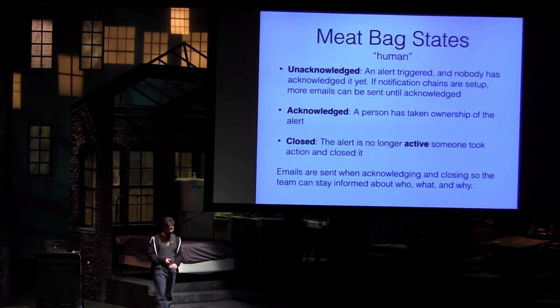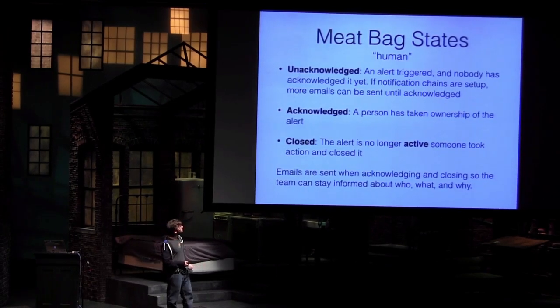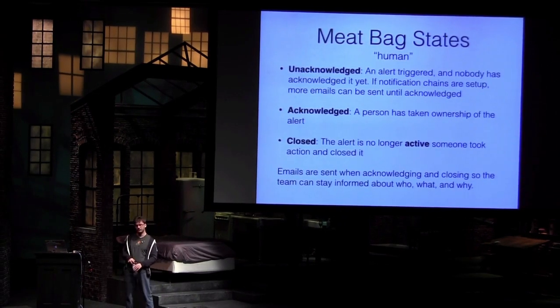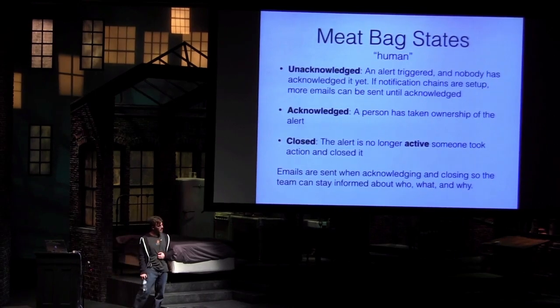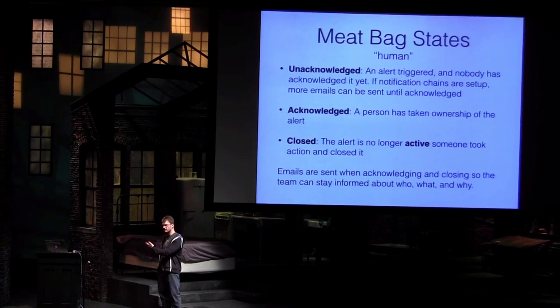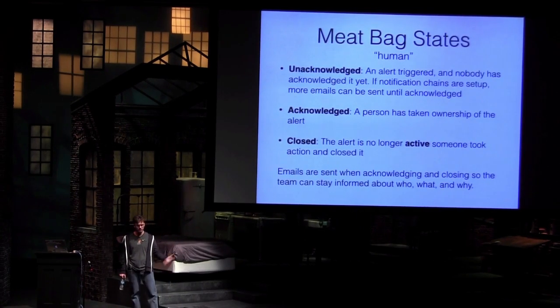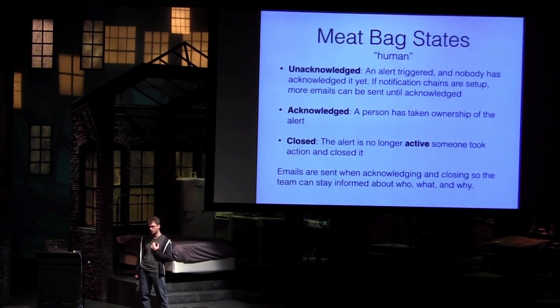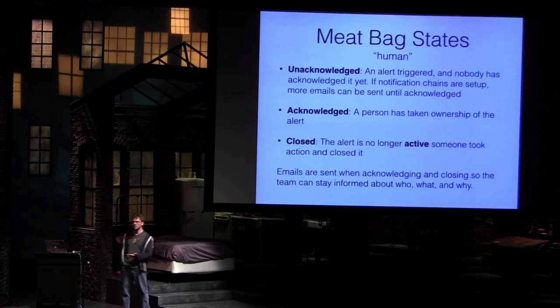So we also have the meat bag states, right? The meat bag states are unacknowledged, so the alert first comes in and no one's acknowledged it yet. If you want, you can set up escalation chains if no one acknowledges it in a certain amount of time. And then eventually someone will acknowledge the alert, and when they do, they can send an email and it'll say, Kyle acknowledged this alert and this is what I was thinking, this is what I was doing. So it's a way for me to communicate with the other operators, or them to communicate with me. And same with closing: when I fixed it, you know who closed it and they can say why. So if I have a question about what they did, I can go and talk to them, or they can come and talk to me, depending who it was.